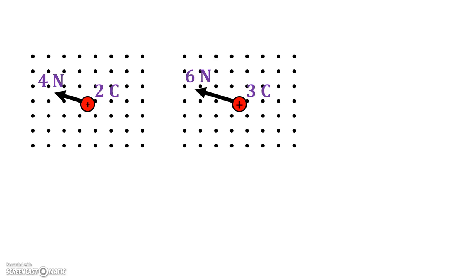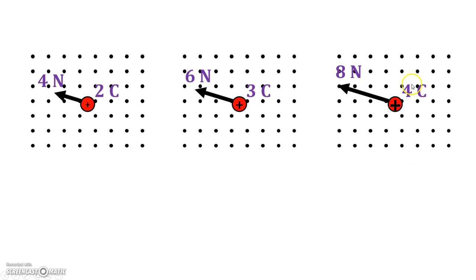So you take it away, and you put a bigger charge there, 3 coulombs. How hard is it pushed? 9 newtons of force. So you put another charge, which is 4 coulombs big, and the force it feels is even bigger, 12 newtons. What's the pattern here?